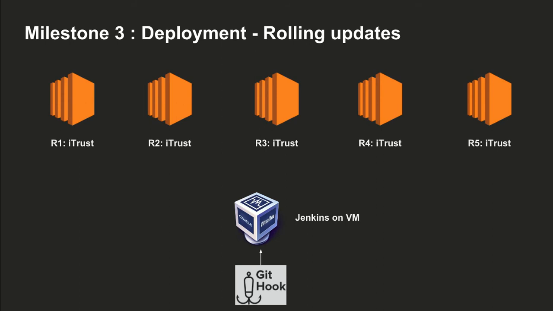Our last part of the third milestone was rolling updates, in which we deployed updates in the iTrust EC2 cluster in a way that every time the rest of the EC2 instances were available to the customers when one server was getting updated. In our entire third milestone, all the builds were triggered using Git hooks.